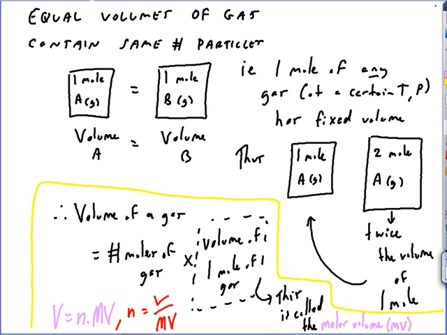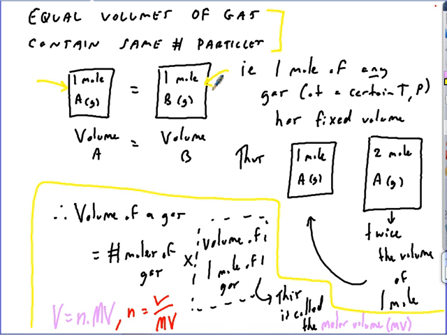This is to take you through the concepts for example 10. The first thing to remember is that Avogadro's law says equal volumes of gas contain the same number of particles. And that means if you've got, say, a mole of gas A, and then you've got another mole of gas B, well, equal volumes of gas contain the same number of particles.